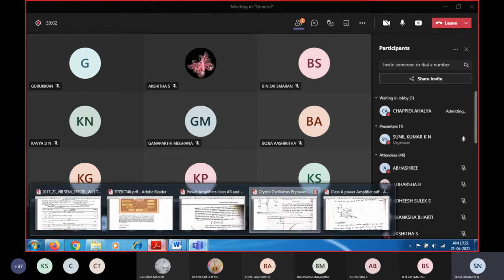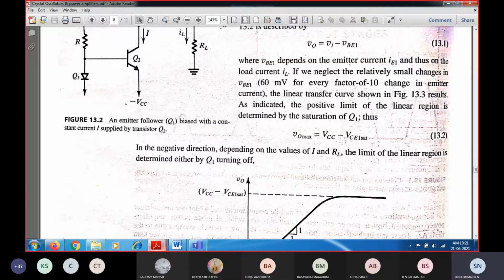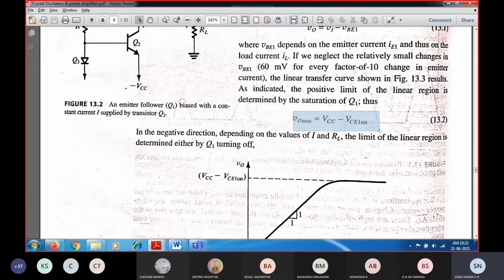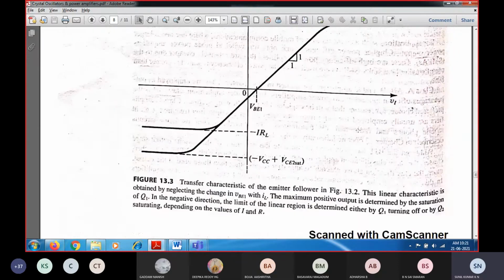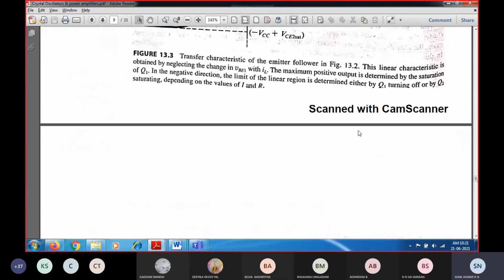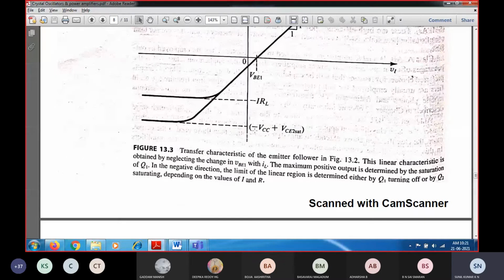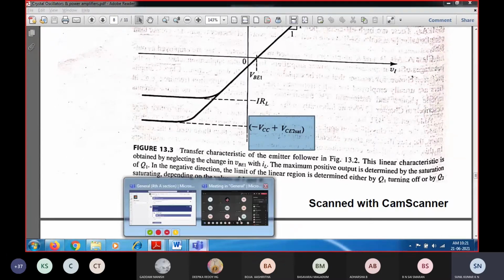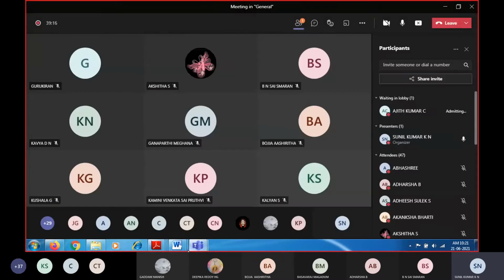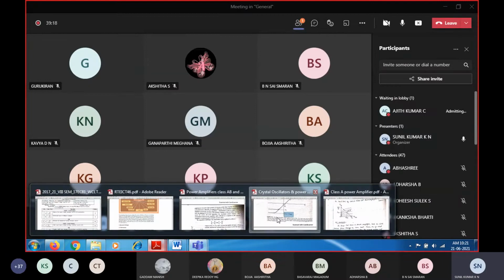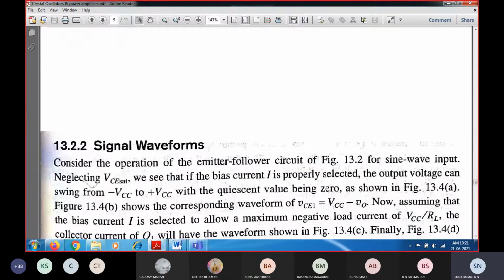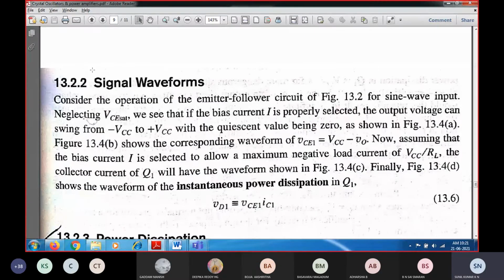Now the same thing you can see: this is nothing but the positive output voltage saturation in the positive direction, and the negative output voltage in the negative direction will be given by minus VCC plus VCE2 saturation. Okay, so this is about the transfer characteristics. Now we will move to the signal waveforms, how the signal waveforms are going to vary.